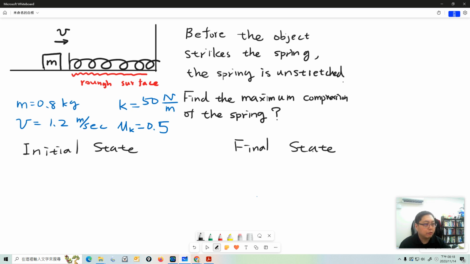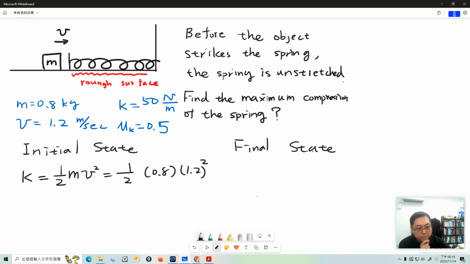The velocity of this object is 1.2 meter per second. So at the initial state, the system has kinetic energy because of the object: 1/2 mv squared, which is 1/2 times 0.8 times 1.2 squared. And at the very beginning, just the moment before the strike, do we have any potential energy? No. We just focus on the moment right before the collision.